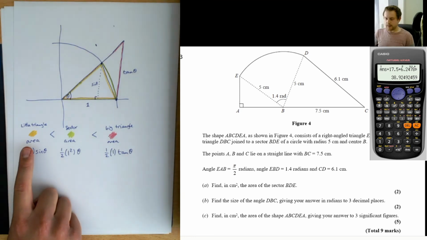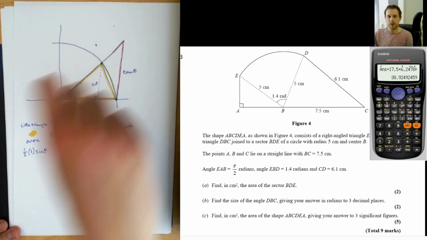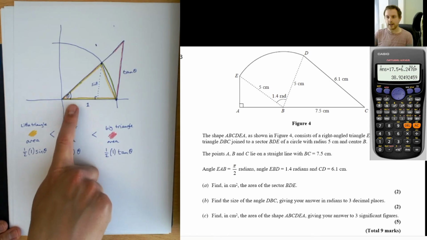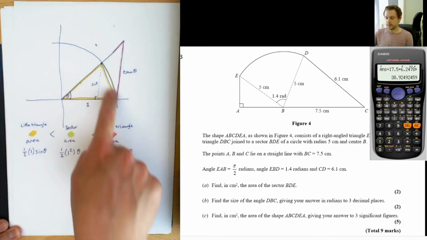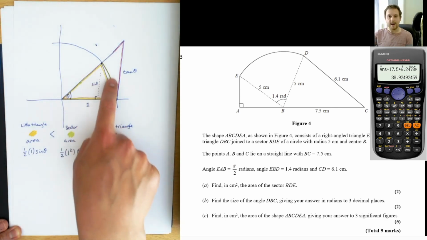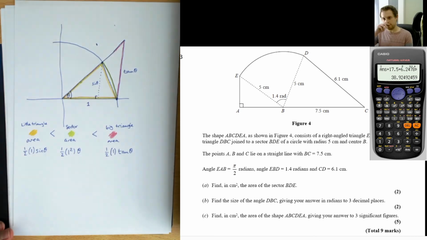And as long as theta is an acute angle, and I can make theta smaller if I want, then for sure the area of the little triangle here is less than the area of the sector, which is less than the area of the big triangle. Hopefully that sounds fair enough.